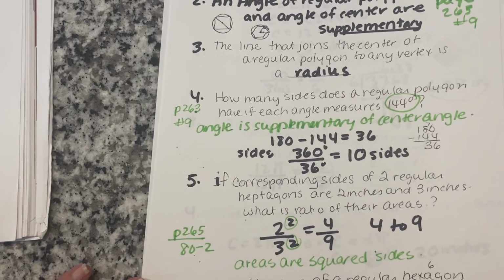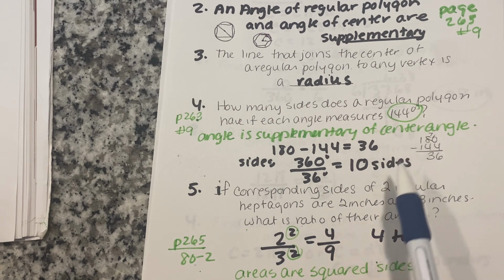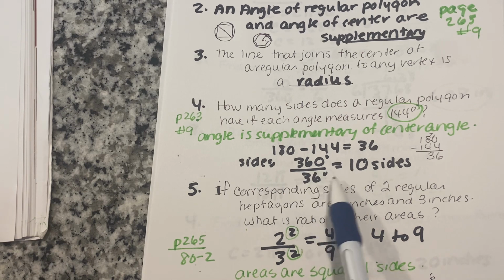So now we know the center angles are 36 degrees. How many sides is it going to have? We take 360 degrees in a circle and divide it by 36 degrees, and we find out that it has 10 sides. So we have a 10-sided polygon. When the angle measures 144 degrees, the center angles are going to be 36 degrees because they're supplementary, right? So we subtracted that, and the center angle makes it have 10 sides. Always go by the center angle first, okay?